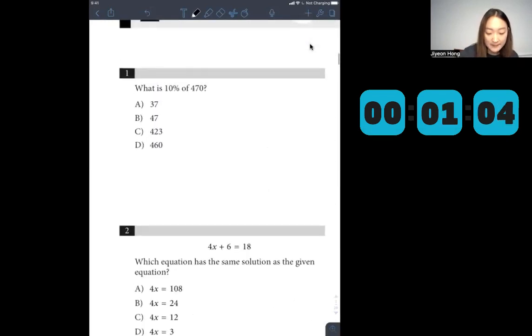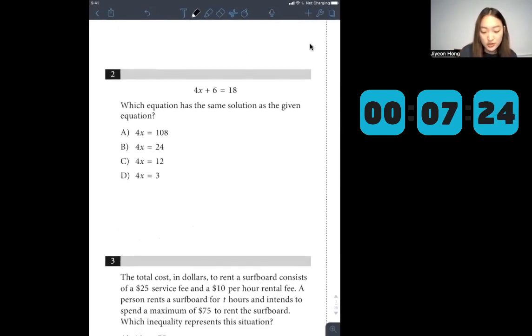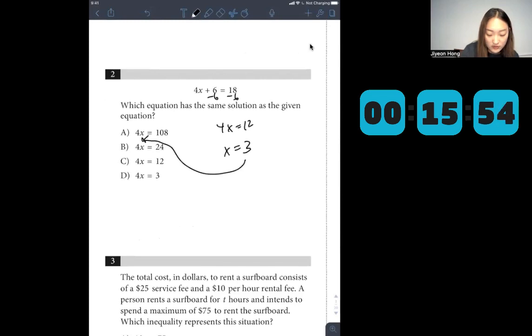Number 1, what is 10% of 470? One decimal place over, so 47, B. Number 2, which equation has the same solution as the given equation? Minus 6 on both sides, 4x is equal to 12, x is equal to 3, and when you plug it in, you get 4 times 3 is equal to 12, which is why C is the answer.